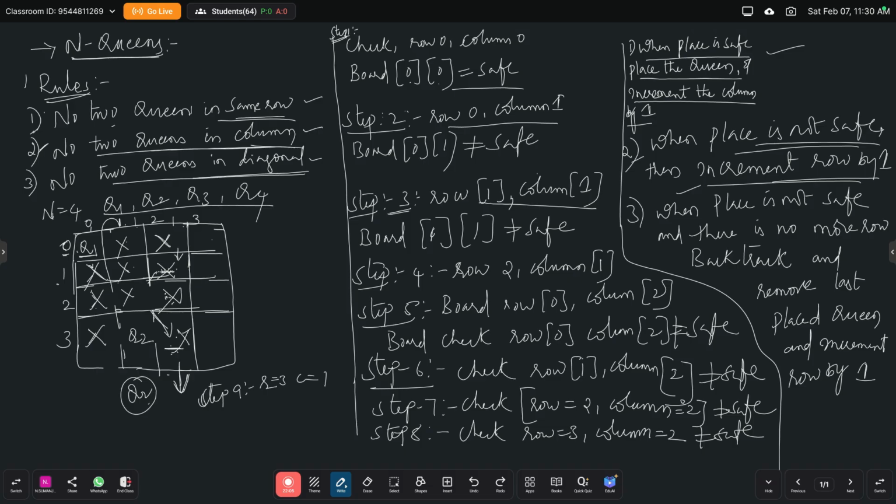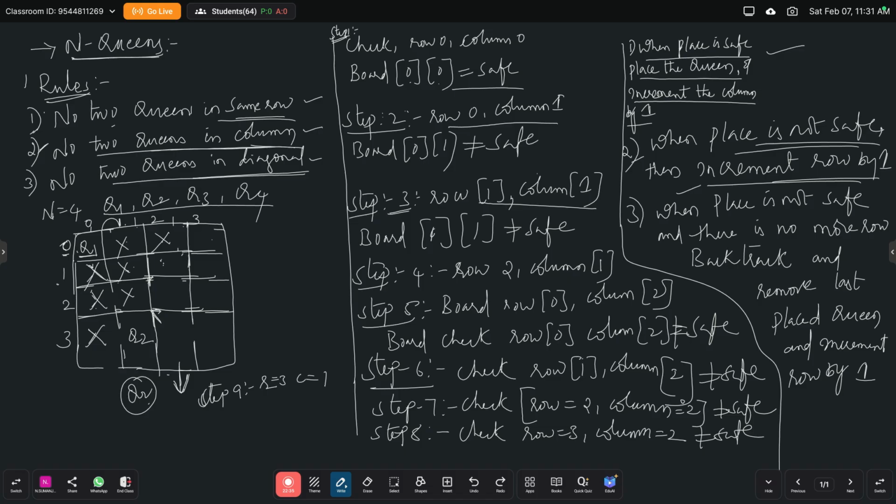Now we increment. Whenever we place the queen, we have to increment the column by 1. Now we are at this place. Again check from the starting. Is this place safe or not? No, this is not safe because queen 1 is already in the 0th row. Now check, is this place safe or not? Yes, that is safe. We can place queen 3 here.